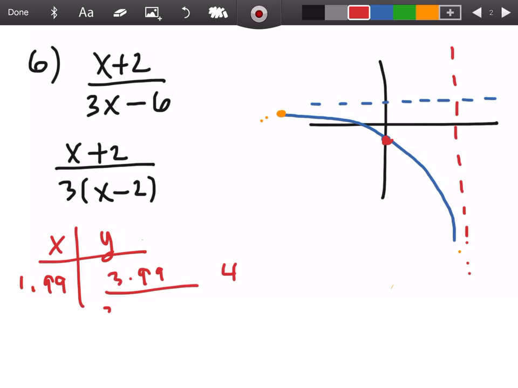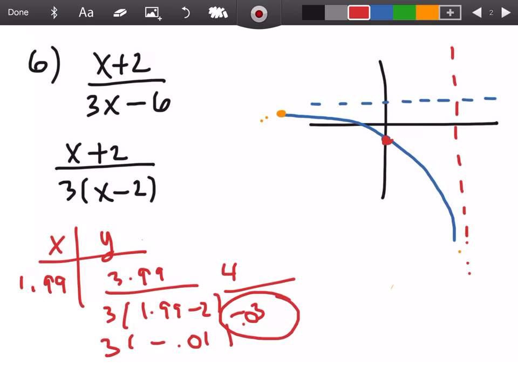And then the bottom I have 3 times, and all I'm going to worry about here is that it's a negative number, because 1.99 minus 2 is going to be negative 0.01. So in the bottom I have a negative number. I have a positive number on top and a negative 0.03 in the bottom. So I know the final answer is going to be negative. And since I have a small fraction on the bottom and I'm dividing by it, it's going to make it bigger. So it's going to be a big negative number, which is exactly what I wanted. So I know I have that point.